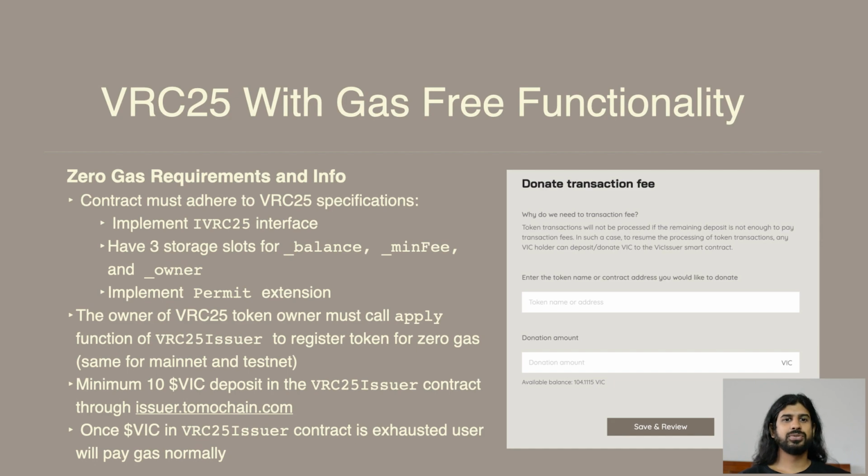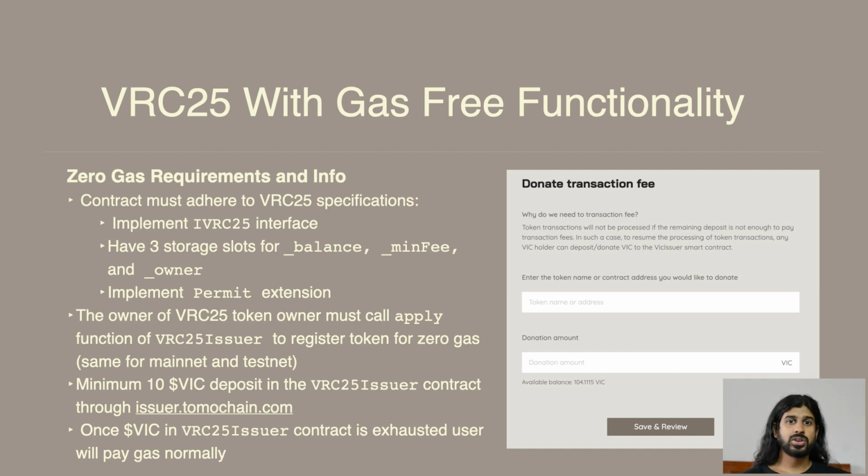This permit acts as a fallback in the case that your token isn't registered for the gas sponsor functionality or the sponsored Vic actually runs out, so that the users can pay transaction fees normally, right, and not in the sponsored way. So once you deploy your smart contract on mainnet or testnet, the owner of the token needs to call the apply function of the VRC25 issuer contract. Okay, this contract has the same address on mainnet and testnet.